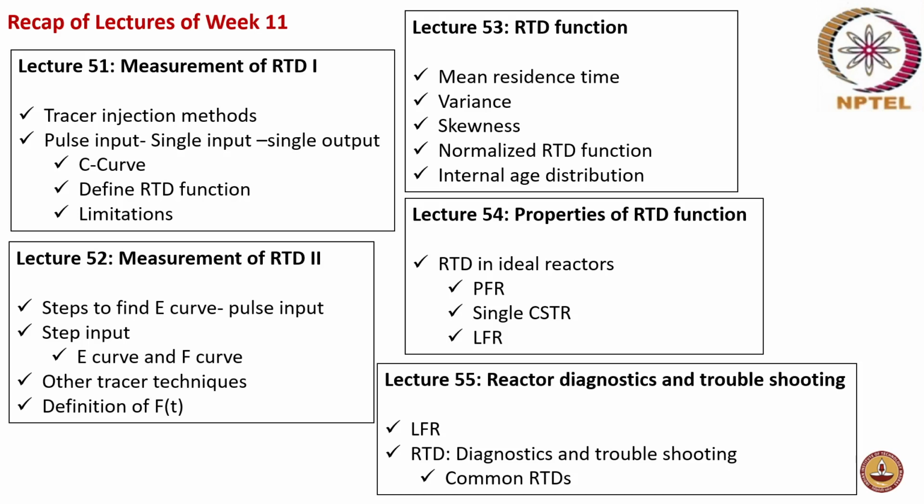Lecture 54 was on properties of RTD functions, where RTDs for ideal reactors such as PFR, single CSTR, and a laminar flow reactor were all discussed. PFR is nothing but your plug flow reactor. Here again, what is the E curve, F curve, expression for the residence time distribution, expression for F, variance, and expression for mean residence time were all discussed. And in each of these cases, the mean residence time, under the condition that there is no dispersion, is equal to the space-time tau.